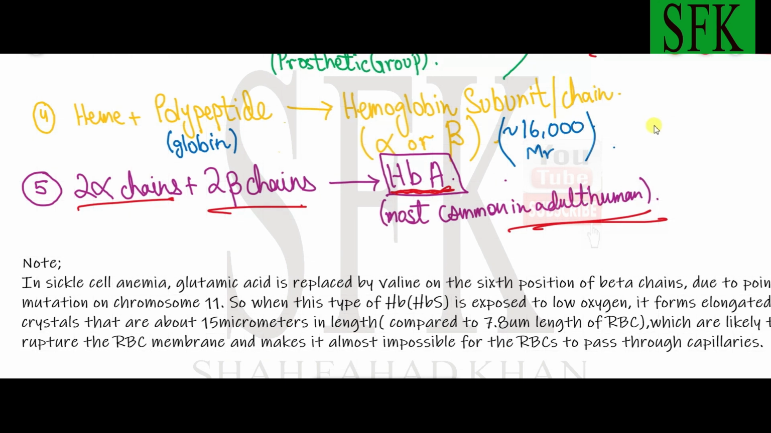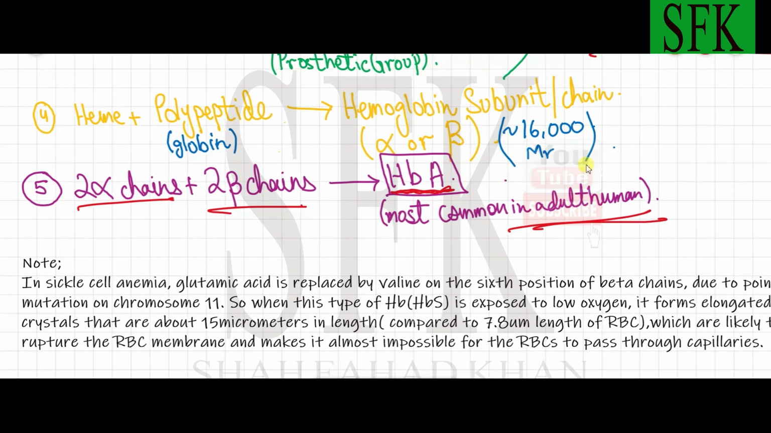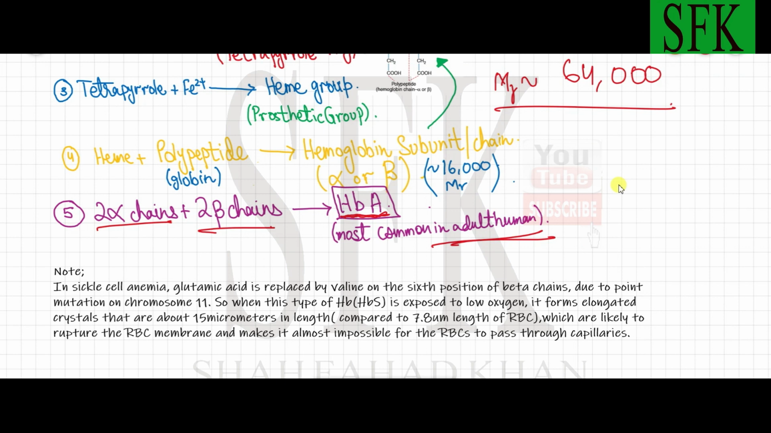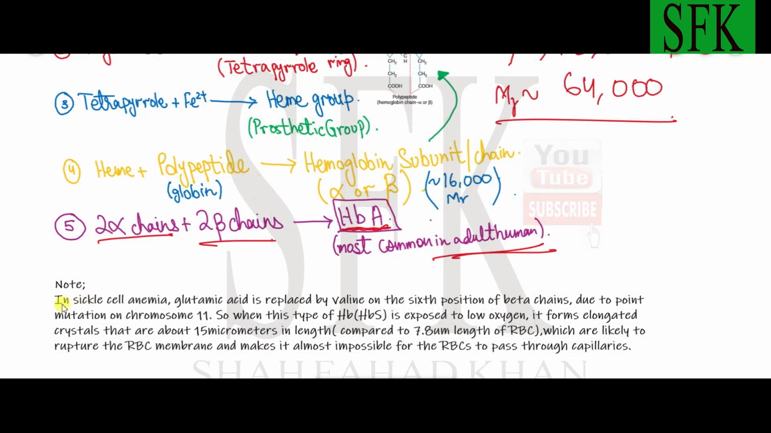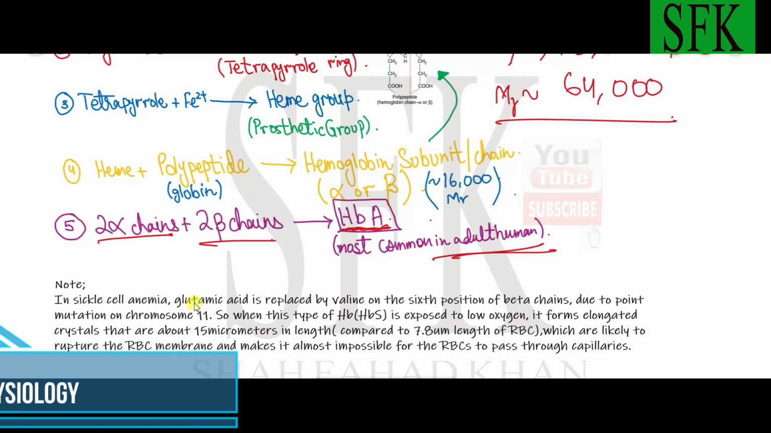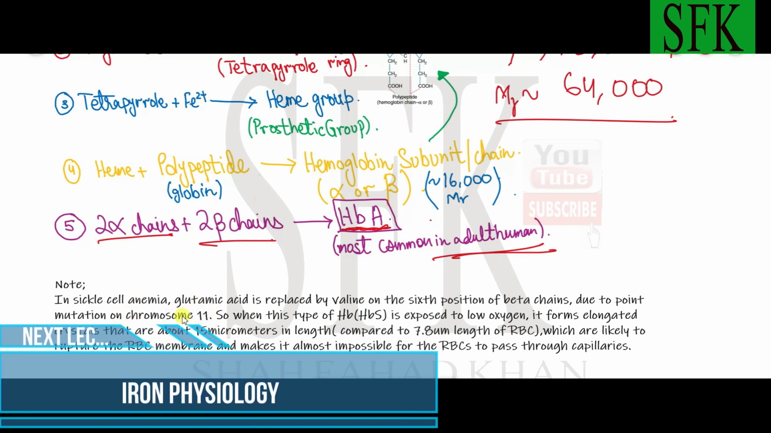And then in sickle cell anemia, I've given a note on sickle cell anemia right over here. This is something you guys are pretty familiar with. In sickle cell anemia, glutamic acid, which is a polar acidic amino acid, is replaced with valine, which is a non-polar amino acid, on the sixth position of the beta chains, the beta subunits of hemoglobin, due to a point mutation on chromosome 11.